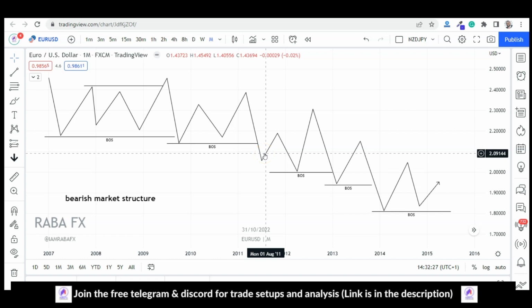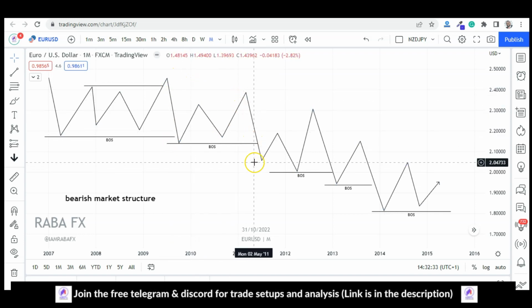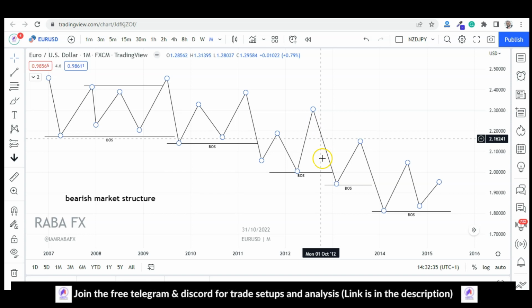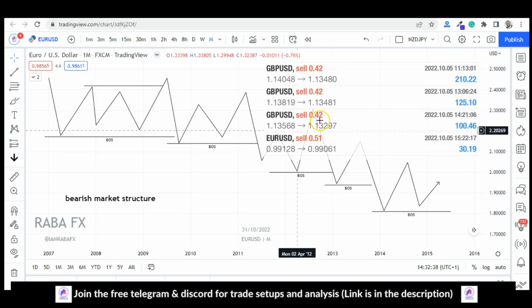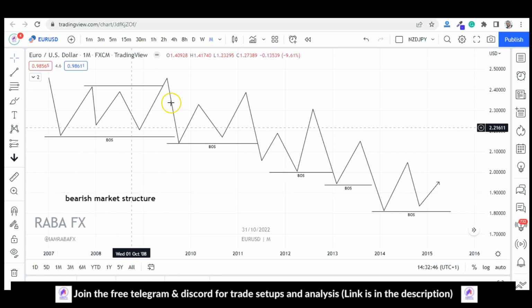In today's video, we'll be looking at how to read market structure correctly and how to mark it out well, so that you end up having a very good win ratio, just like me and my students having good results every week. So as you can see here, market comes down. This is a bearish market structure.